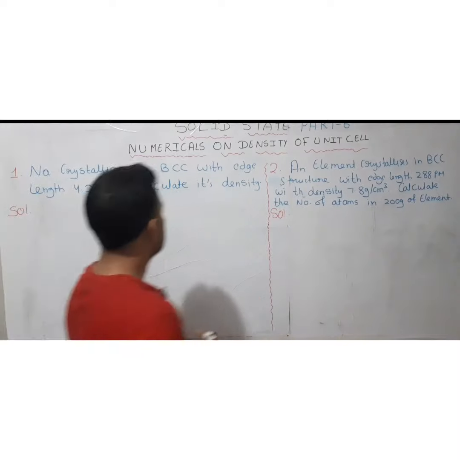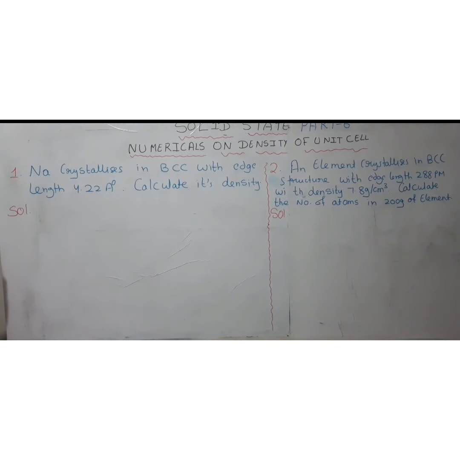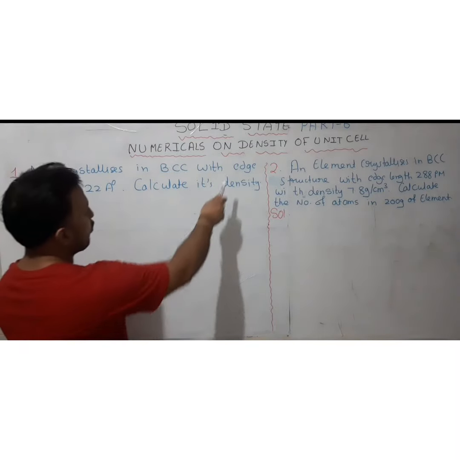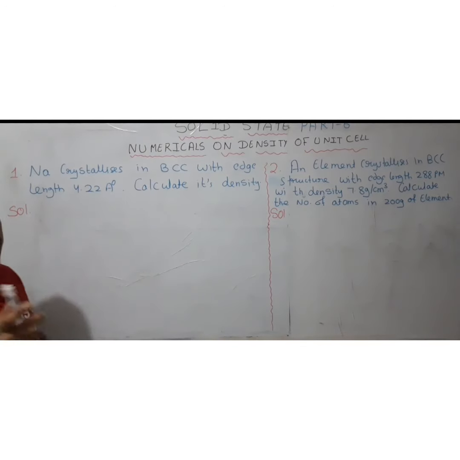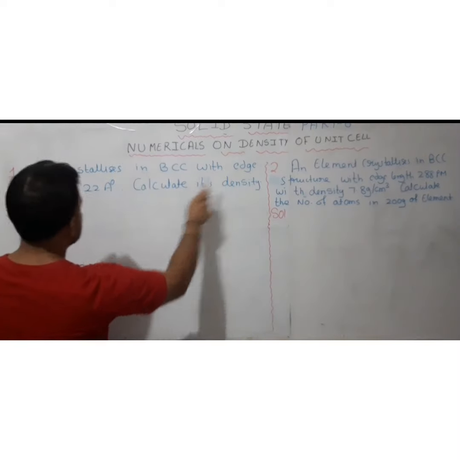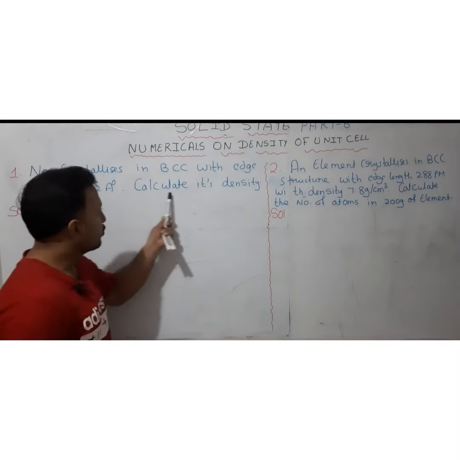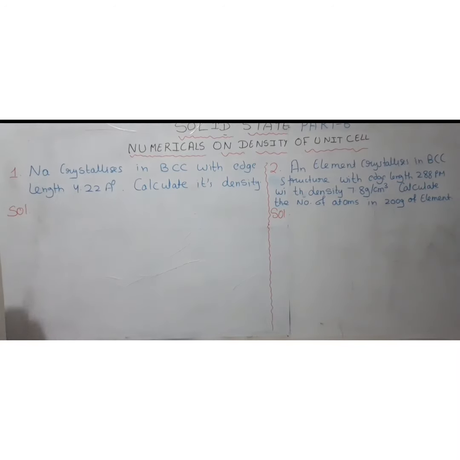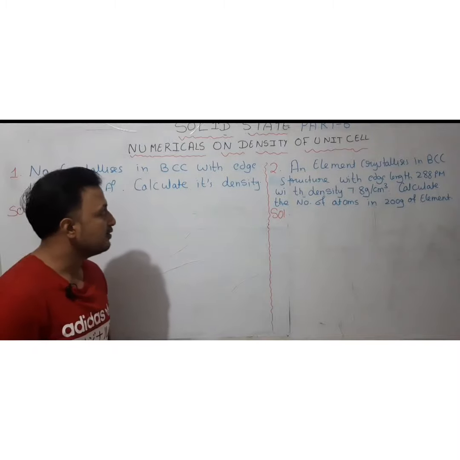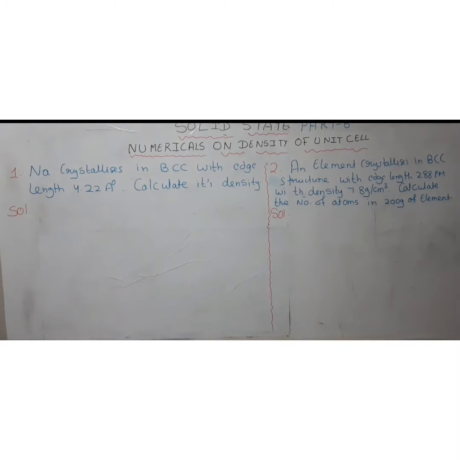So we'll see here numerical number 1. Sodium, that is Na, means sodium. Sodium crystallizes in BCC with edge length, means there is a BCC structure in which the sodium atom is there. Sodium crystallizes in BCC with edge length 4.22 angstrom, and you have to calculate its density. So what is given here is the sodium metal, and it is crystallizing in the BCC with edge length 4.22 angstrom.